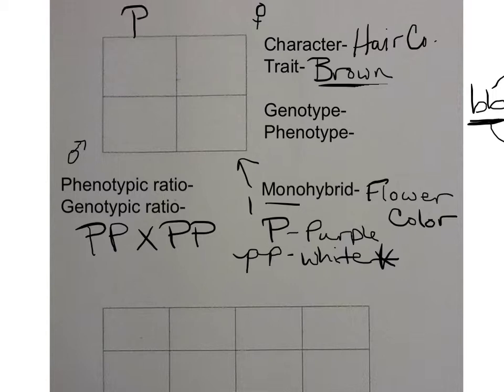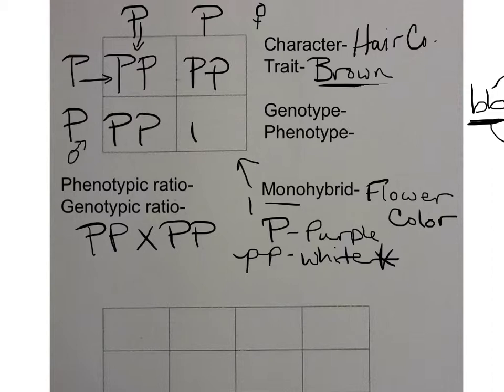So we're going to put a big P up here and a big P up here, and we can say that's mom, and we're going to put a big P here and a big P there, all right? And basically what you're doing is you're going to bring a letter down if it's on top and over if it's on the side, okay? And again, we always write our most dominant allele first, but in this case, they're all big P's, okay?